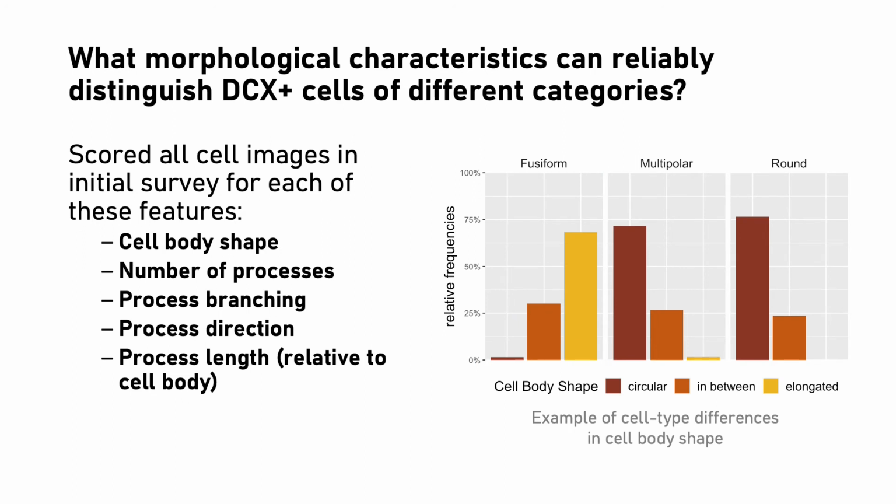What we opted to do was first look at our definitions. We stepped back and asked ourselves, which morphological characteristics can reliably distinguish DCX positive cells between our different categories? We went back through all of the 300 plus images that we presented in our survey, and we scored them for each of the following morphological characteristics: cell body shape, number of processes, process branching, process direction, and process length relative to the cell body. As you can see here in the panel on the right, we started to see differences. For example, multipolar and round cells generally have a circular cell body shape, a trait that is generally not seen in fusiform cells. Likewise, fusiform cells have a rather elongated cell body, and this characteristic is generally not observed in multipolar or round cells.